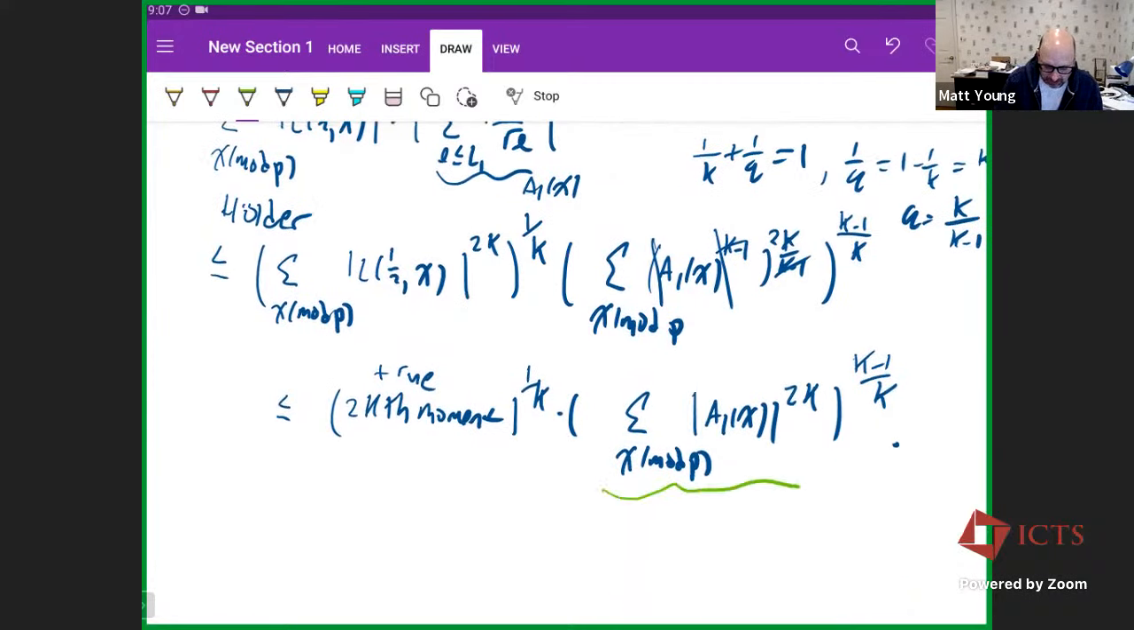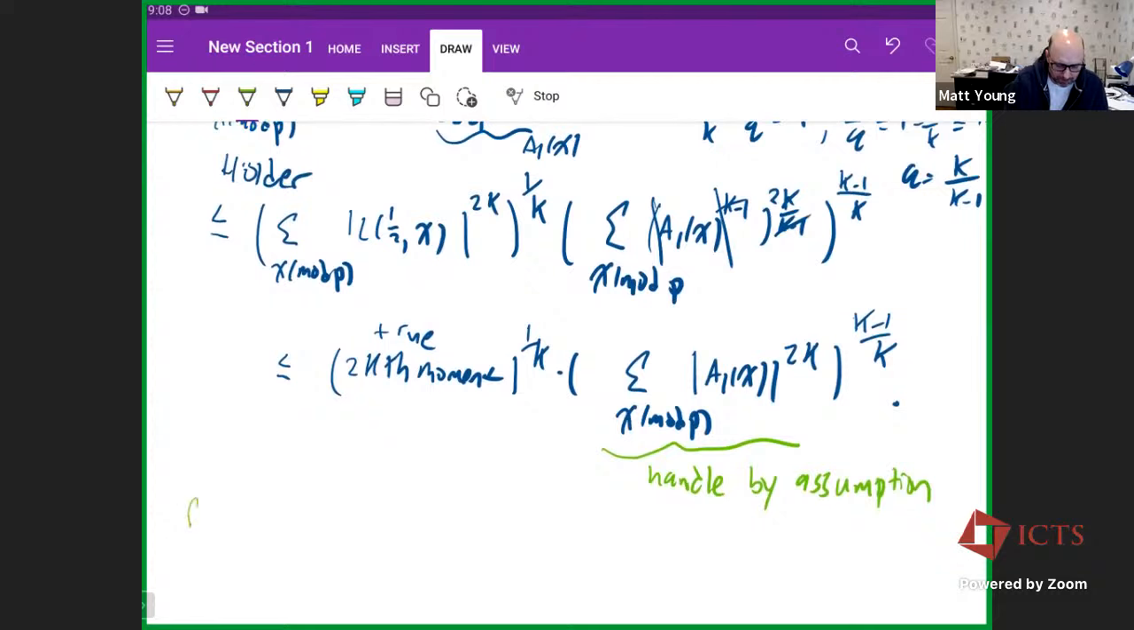Similarly, this we can also handle by assumption, because it's actually even easier than the Dirichlet L function. The same method that handles the Dirichlet L function times the short Dirichlet polynomial lets you just handle a short Dirichlet polynomial all by itself. And then both expressions in green that we can handle have the same order of magnitude.